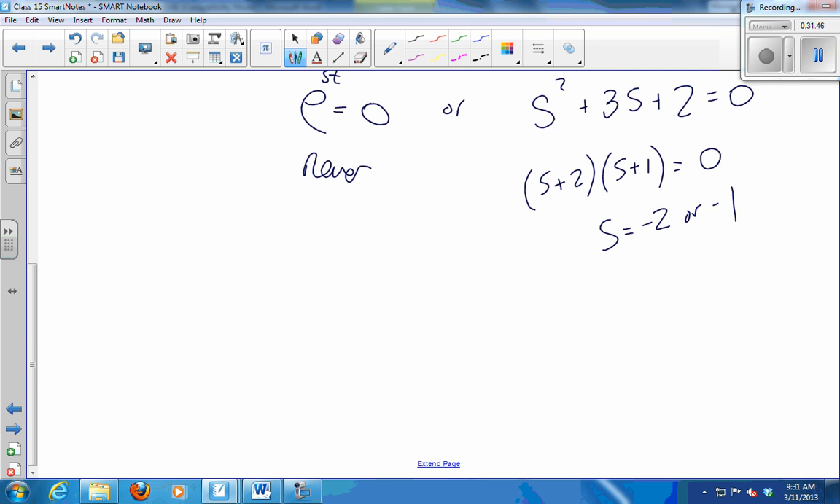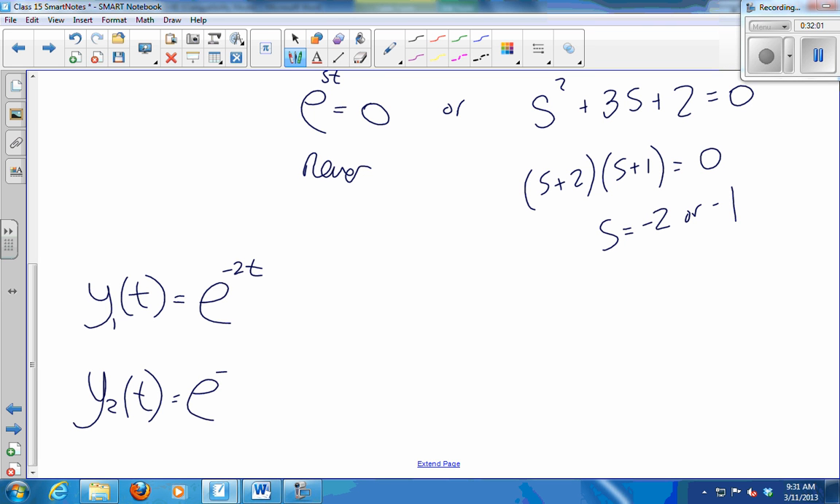So I have two solutions that I found. y of t equals e to the -2t, that'll be y1 of t, and y2 of t, a second solution, is e to the -t. Now, both of those solutions, as t goes to infinity, what happens to y, the displacement of the mass? It approaches 0. Does that make sense? Yeah, because I have a damping force that's now slowing the motion. It's eventually going to come to rest at 0. So these should approach 0 as time goes to infinity.